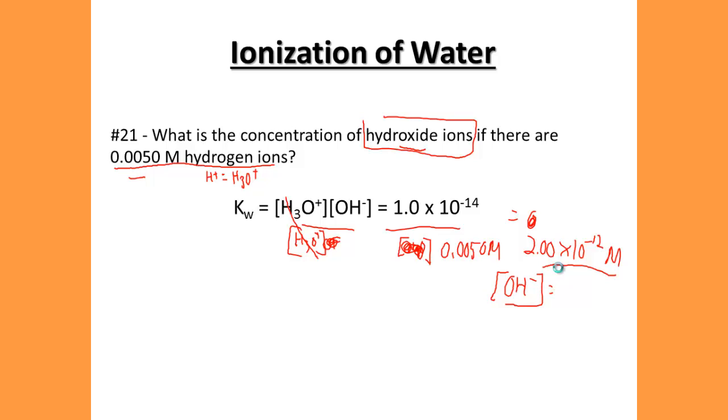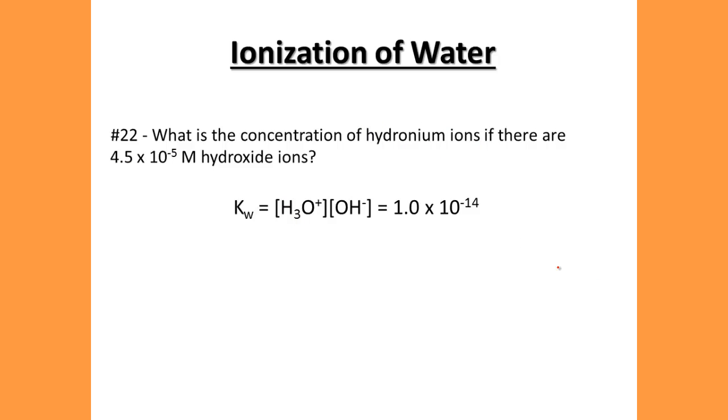Now our second problem: what is the concentration of hydronium ions if there are 4.5 times 10 to the 4th molar hydroxide ions in concentration? So for this problem, what we're going to look at is, if you know the hydroxide, trying to find hydronium ions, which would be this part. I'm going to have you solve for the rest of this, and then we will check that answer in class.